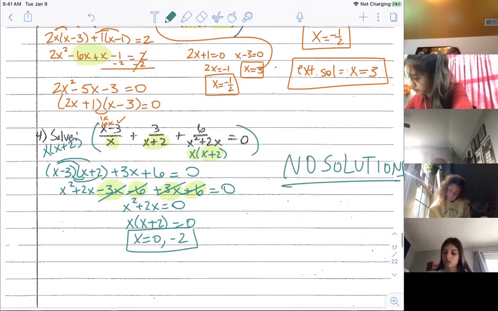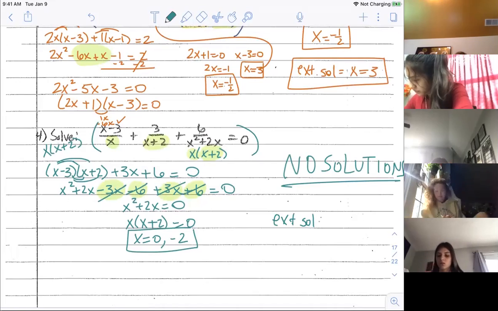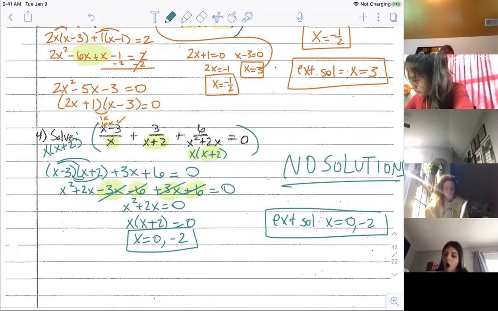And that's very professional writing I have right there. No solutions. It has two extraneous solutions. Both of its extraneous solutions are x equals 0 and negative 2, but they don't count because they make my denominator equal 0.